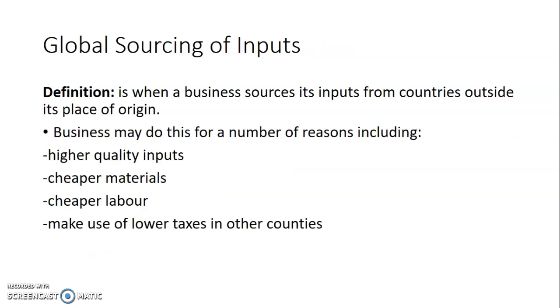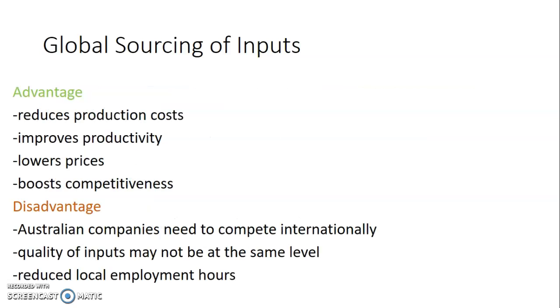So very first one, global sourcing of inputs. What that essentially is, is when we get our inputs from another country apart from the one that we're currently operating in. So if it was Australia, we might get our inputs, it might be gold or something like that, from another country and use that for our products. The reason why we do this is it might have higher quality in other areas, might be cheaper, might be lower labor, so it saves us money, or there might be lower taxes in other countries, so we save money that way.